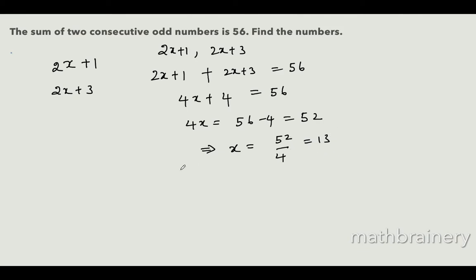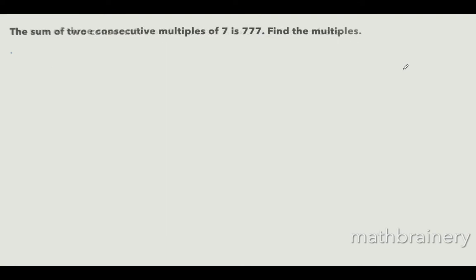So, when x is 13, 2x plus 1, that is 2 times 13 plus 1. 2 times 13 is 26, 26 plus 1 will be 27, and 2x plus 3, that is 2 times 13, which is 26, 26 plus 3 is 29. So, the required numbers are 27 and 29 respectively. Let's look at the next question.